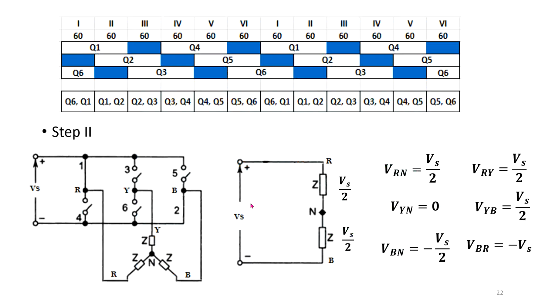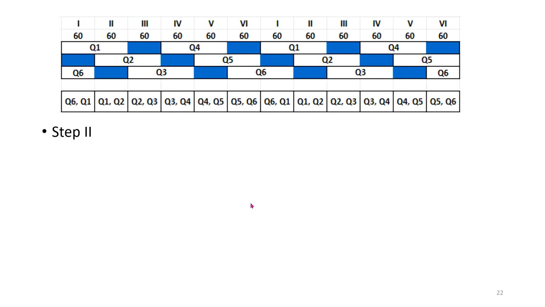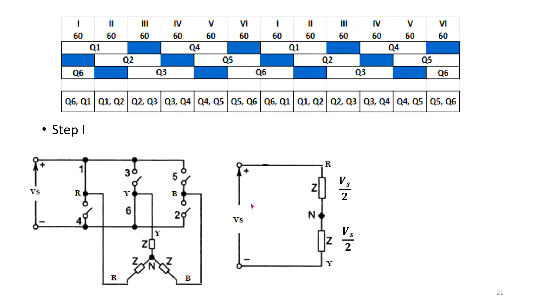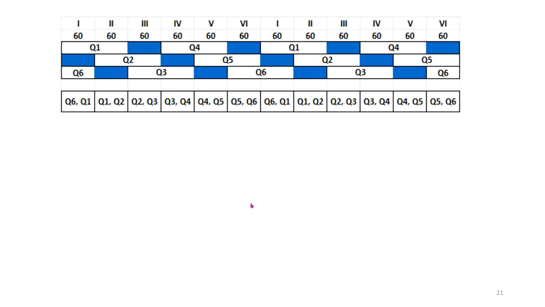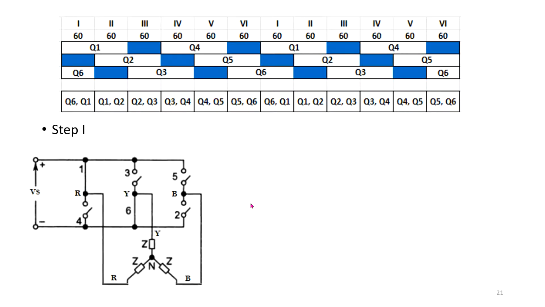Okay, let's take a review. It's pretty simple as compared to 180-degree, where three are conducting at one time. You need to remember this configuration forever. This configuration is extremely important: which one is conducting and which one is not. You can take any one, but you need to be quite simple. Step 1, Q1, Q2, Q6. Then Q6, Q1, Q1, Q2, Q2, Q3.